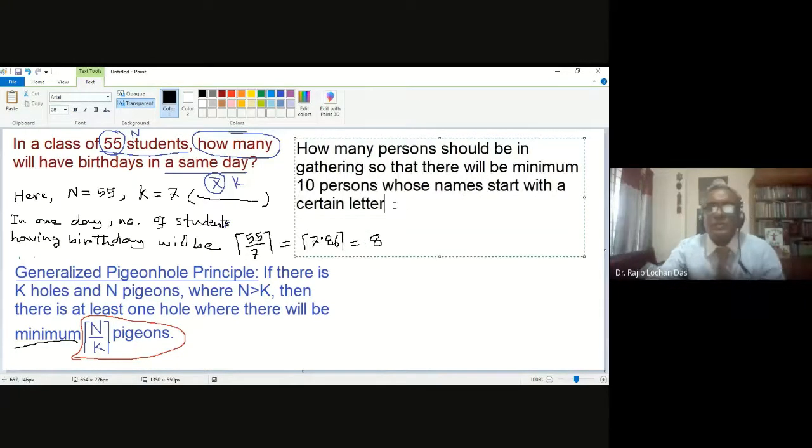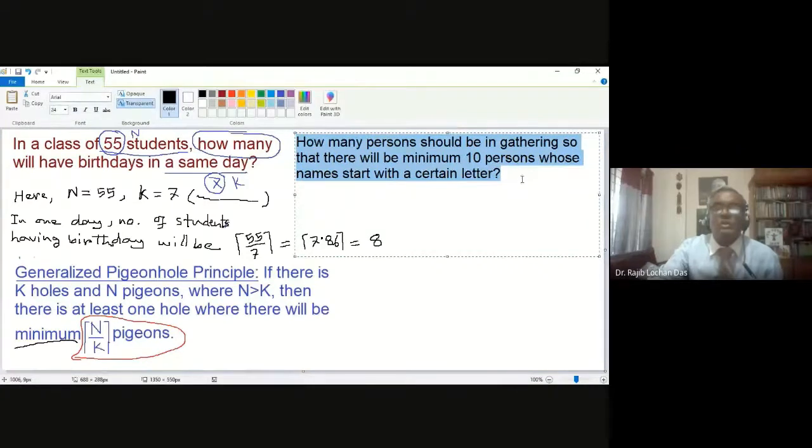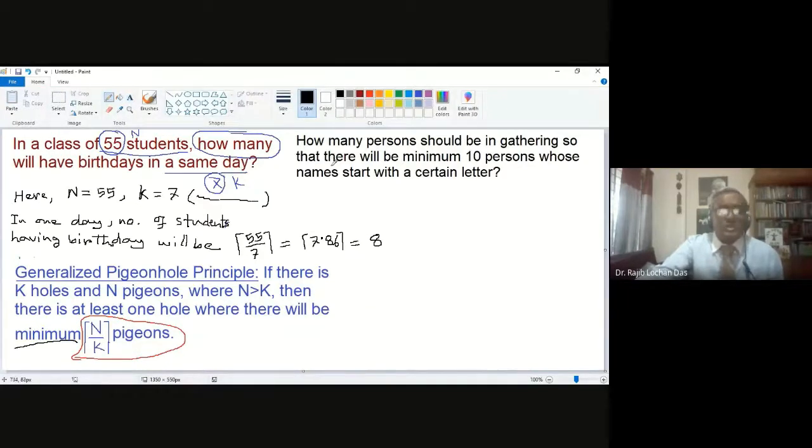Do you understand the question? The question is, say in a room there are some persons, and how many persons should be in that room so that you will see at least 10 persons whose names start with a certain letter. So maybe start with S, or maybe start with A or B, whatever letter. What is the letter we do not know, but this is a calculation. We can say how many persons should be in that room. So in this example, you will write what is your N, what is your K. So what do you think? What is your N?